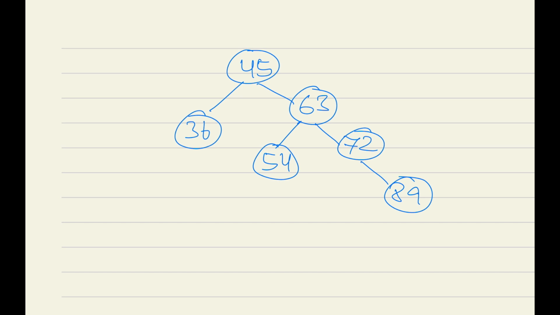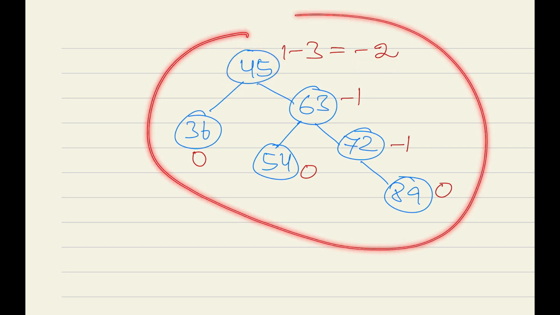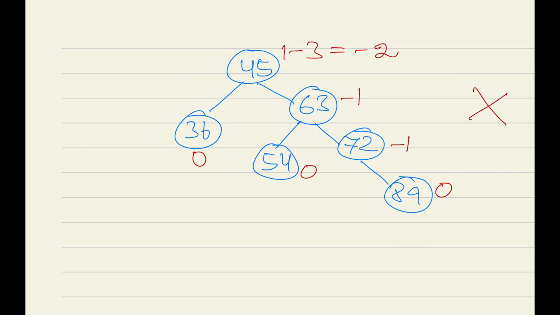Now find the balance factor. So for 89 the balance factor will be 0. For 72 it will be -1. For 63 it will be 1 minus 2, so -1. For 54 it will be 0. For 36 it will be 0. For 45 it is 1 minus 1, 2, 3. So 1 minus 3, so it will be -2. So for 45 the balance factor is -2. That's why we can say this binary search tree is not an AVL tree.